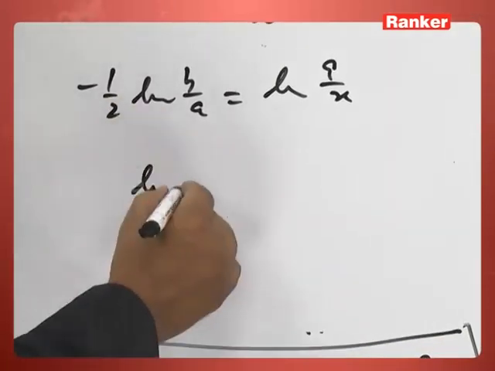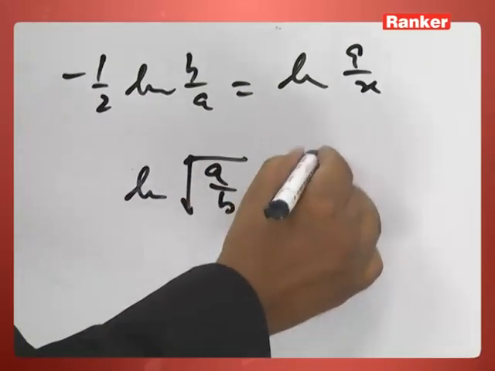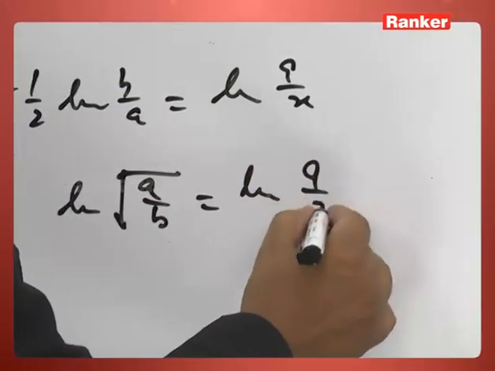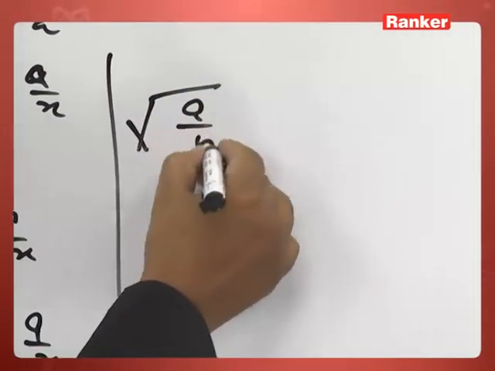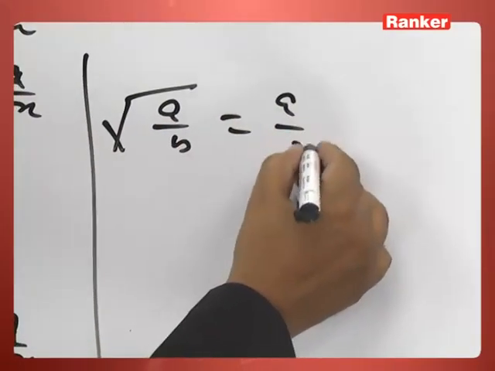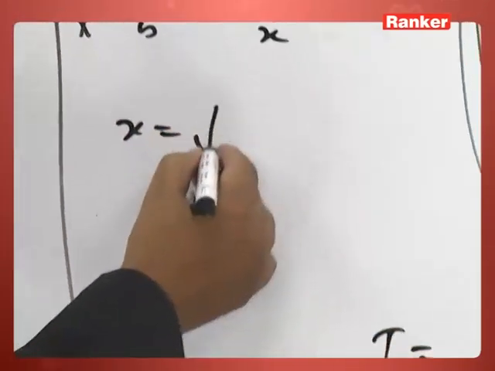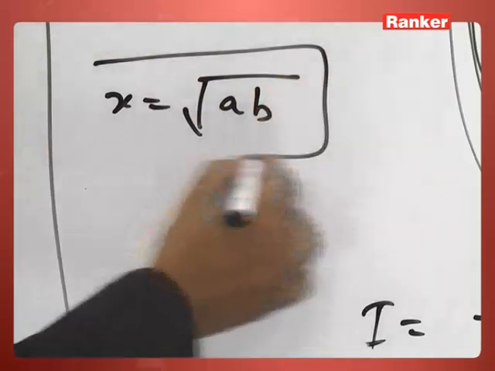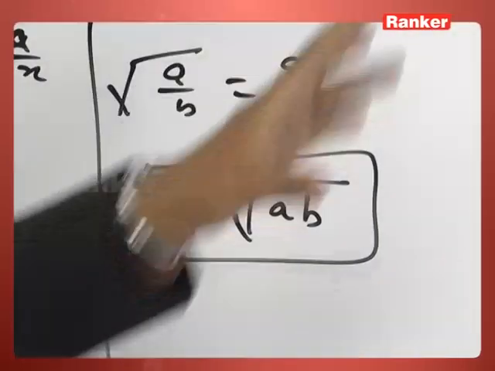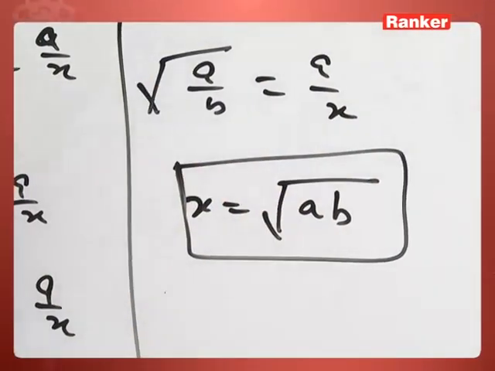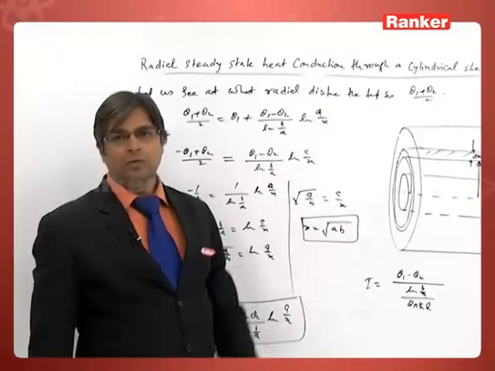So, ln this half means root over and minus means it will become A by B is equal to ln A by x. If I compare these two sides, I will get ln A by root A by B is equal to A by x. So, you see this is root A, root B. So, x is equal to root A B. That means, x is the geometric mean of the inner and outer radii. So, when x is equal to root A B, then the temperature is the average temperature of the inner and outer radii.